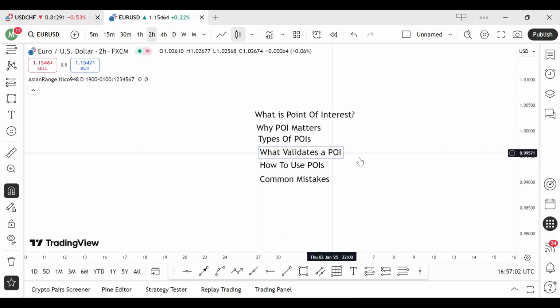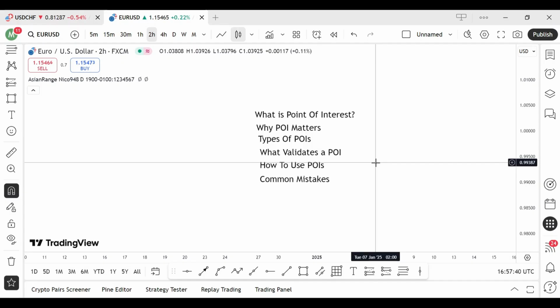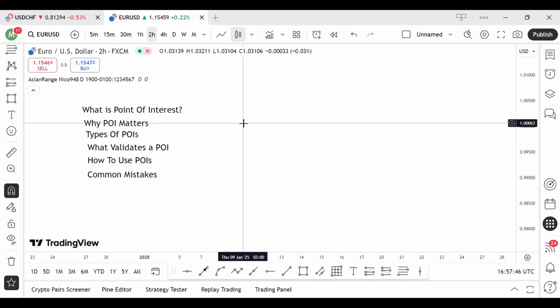What validates a POI? Number one, your POI must have swept a previous high or a previous low. Number two, it must have broken structure either to the upside or to the downside. Number three, it must have liquidity above or below it before an impulsive move. Let me show you an example of what validates a POI.